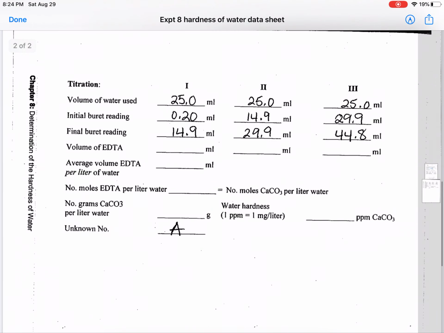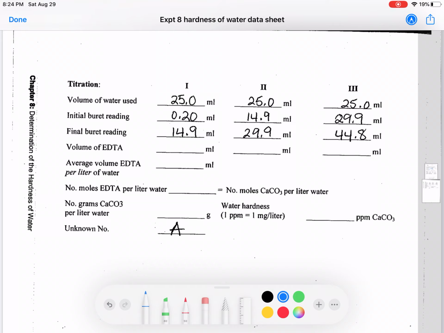Now let's go to the next page. The concentration is 0.0113 molar, that is the EDTA. We need this to do our calculation. That's the molarity.